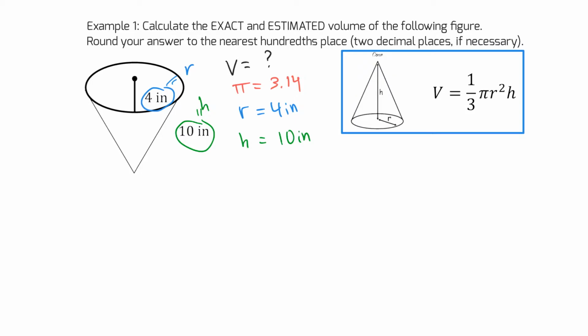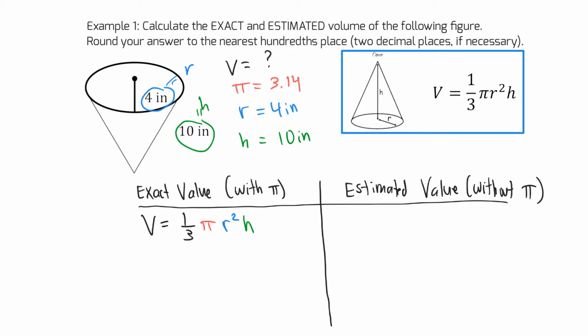Once I have all the information, now I want to find the exact and estimated value. So I'm going to draw my t-chart. With this t-chart, remember exact value and then estimated value. This is just a suggestion to help organize your work. In the exact value, I do not want to replace pi. I want to replace everything else except for pi. I want pi in my answer.